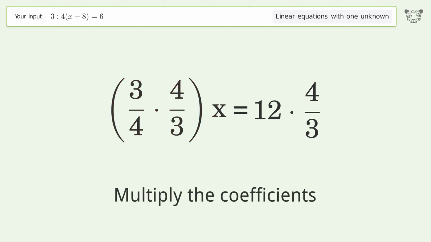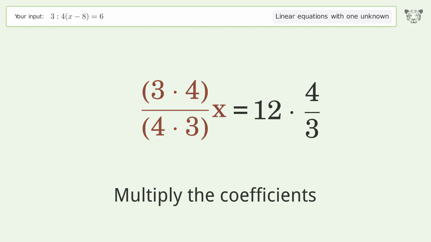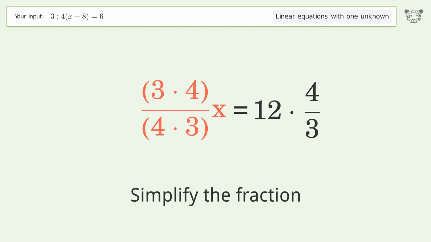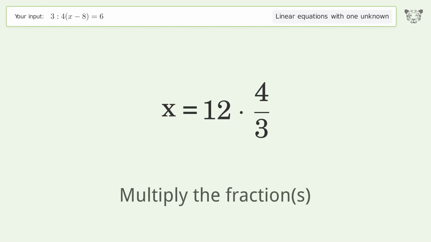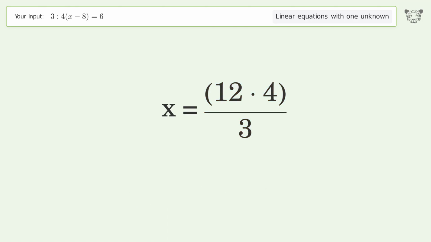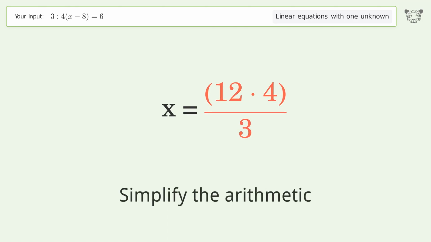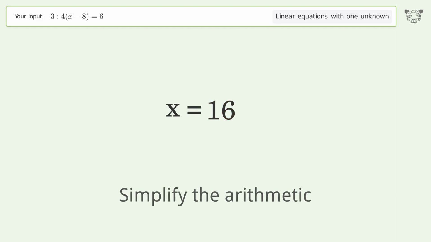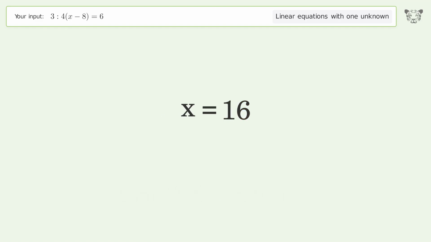Multiply the coefficients. Simplify the fraction. Multiply the fractions. Simplify the arithmetic. And so the final result is x equals 16.